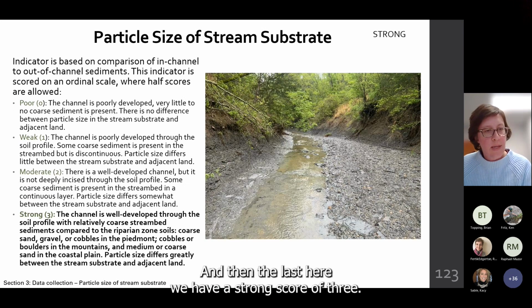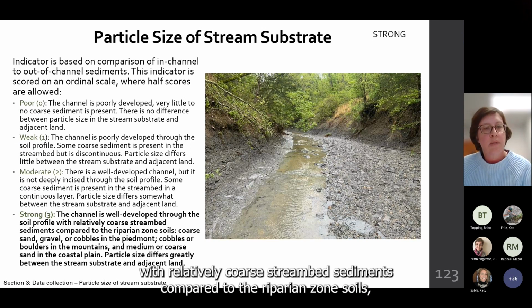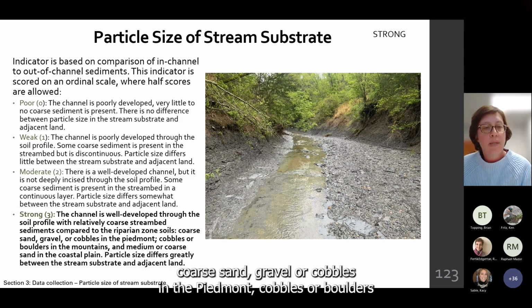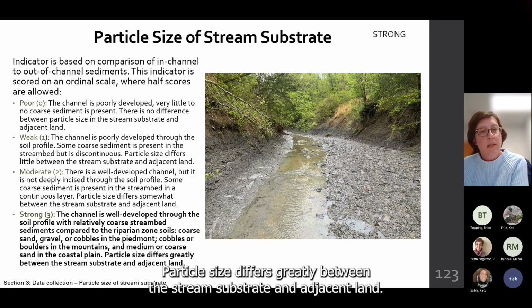And then the last here, we have a strong score of 3. The channel is well developed through the soil profile with relatively coarse streambed sediments compared to the riparian zone soils. Coarse sand, gravel, or cobbles in the Piedmont, cobbles or boulders in the mountains, and medium or coarse sand in the coastal plain. Particle size differs greatly between the stream substrate and adjacent land.